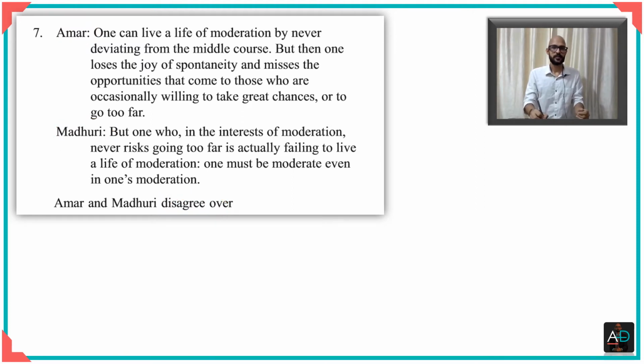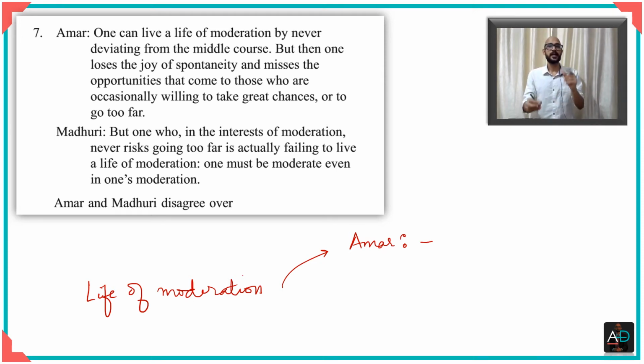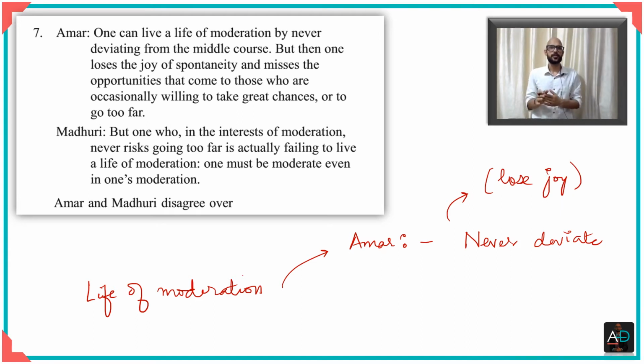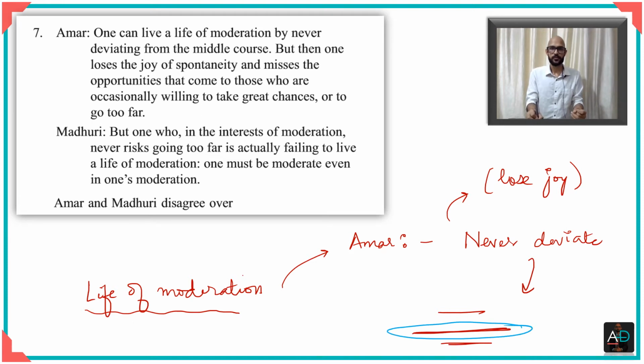As you can see, the topic of their discussion is the life of moderation, right? About this, Amar says that a life of moderation can be achieved by never deviating from the middle course. Of course, when you never deviate, you lose some joy of being in the extremes. When you talk of something being moderate, it means that it's not extreme, it is more temperate, more centered. So he says you lead a life of moderation by never deviating from the path of moderation. That is a life of moderation. This is what Amar has to say.